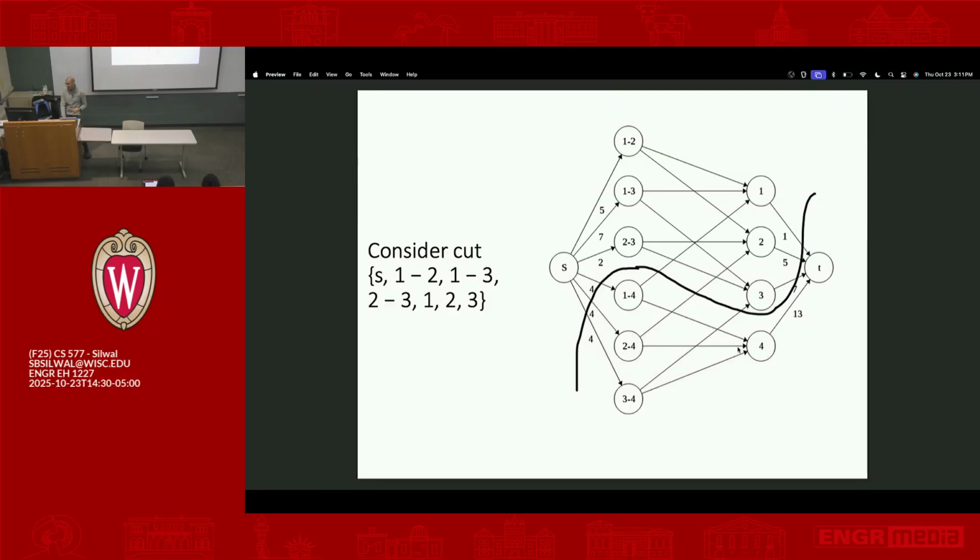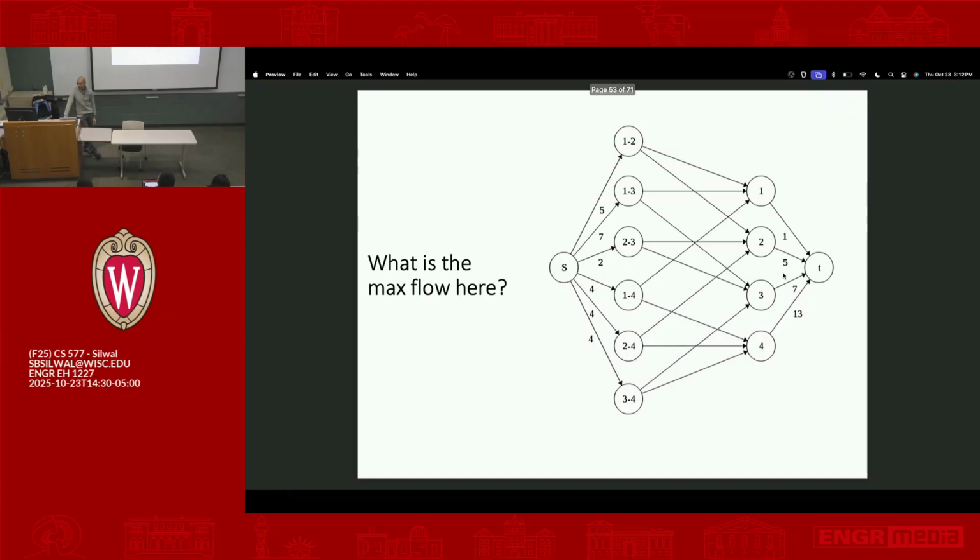What is the capacity of this cut? So what is the total number of edges that go from one side to the other? These 3 edges get cut, that's 12, and then these 3 edges get cut. So it turns out that value is 25. Why is that a problem? I told you there's a cut of value 25. What is the sum of these edges leaving S? That's 12, 14, 15, that's 20, plus 7, 27.